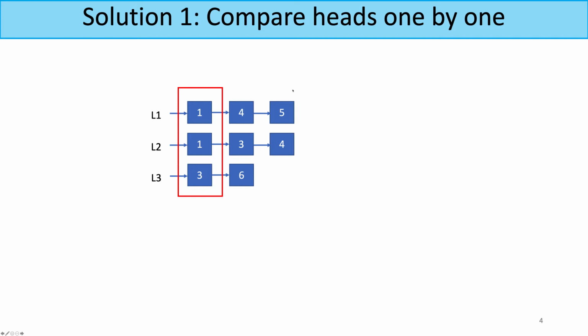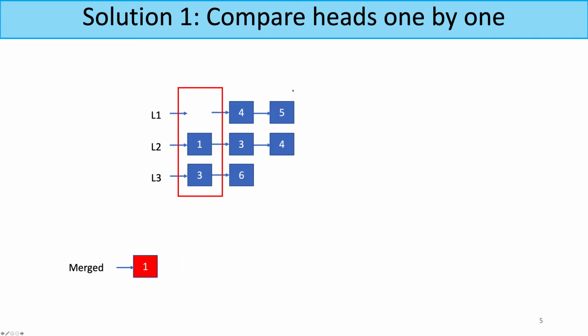For solution 1, we compare the head of each list one by one. As shown in this red rectangle, 1, 1, 3 are the heads of the lists. We don't have to compare the other elements of the list because each list is sorted. We only have to compare the heads. So if we compare the heads, pick the minimum, in this case it's 1, and then move this picked minimum node to the merged list.